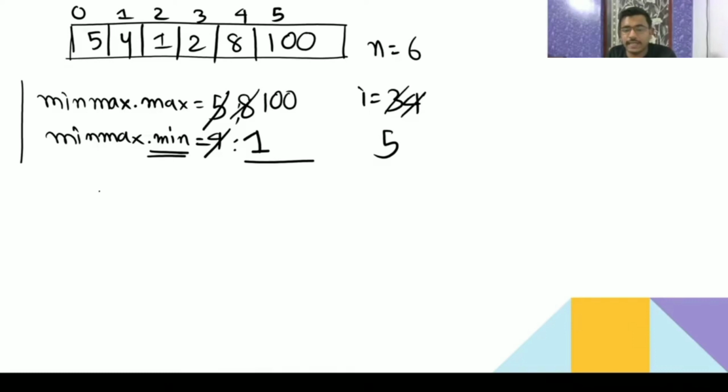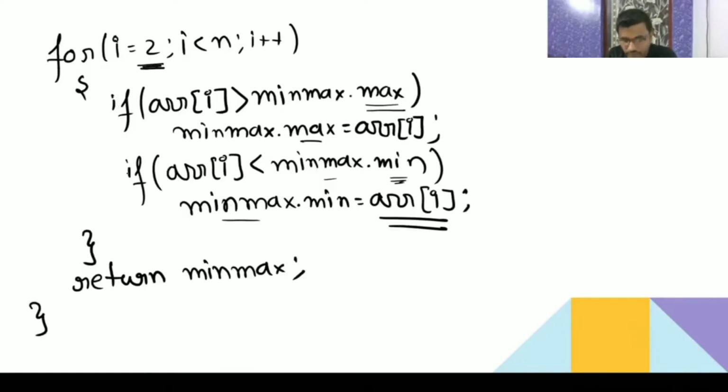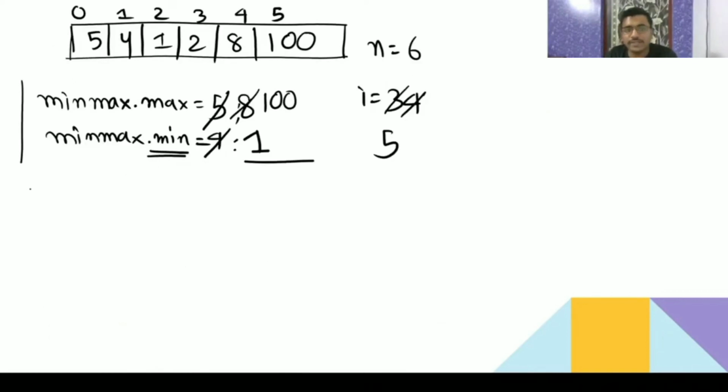So if you see the time complexity here, it's going to execute the loop from 2 till n minus 1. Okay, from 2 to n minus 1 we are going to execute the loop. So the time complexity is going to be O of n.